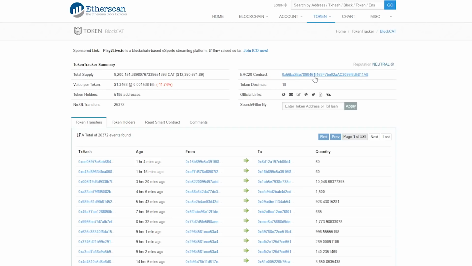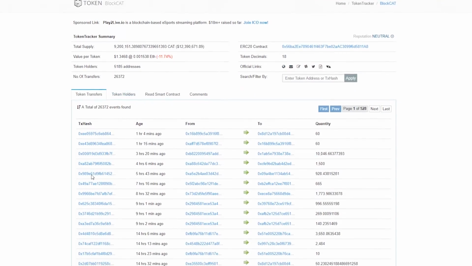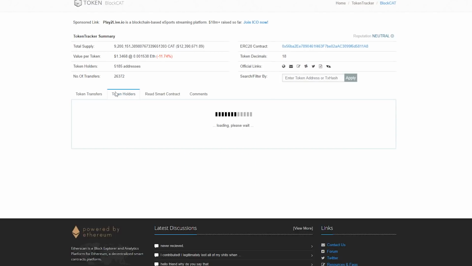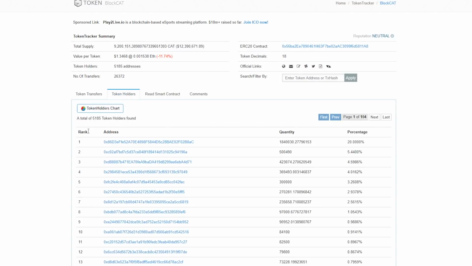We can see here the actual contract, the ERC20, that means that's an Ethereum based contract. The decimal places that this particular token is divisible to, down to 18 decimal places, then official links as well. Now these are recent transactions that are going on with this cryptocurrency, but if we look at token holders, what this will actually show us is the amount that people are actually holding.